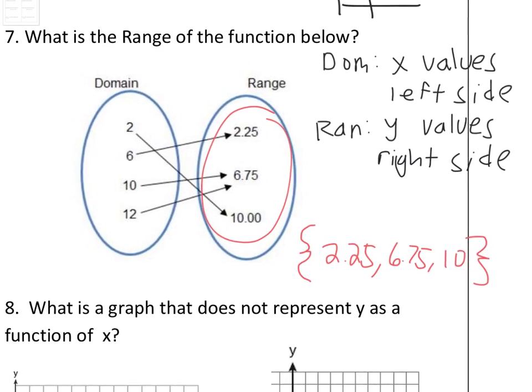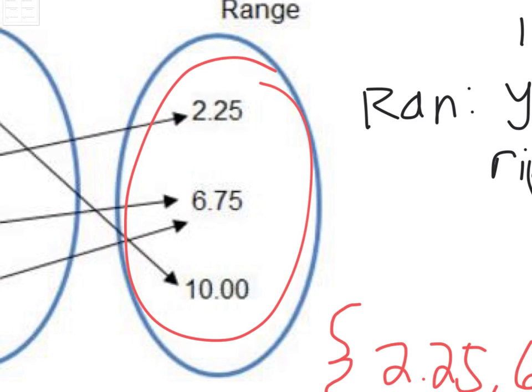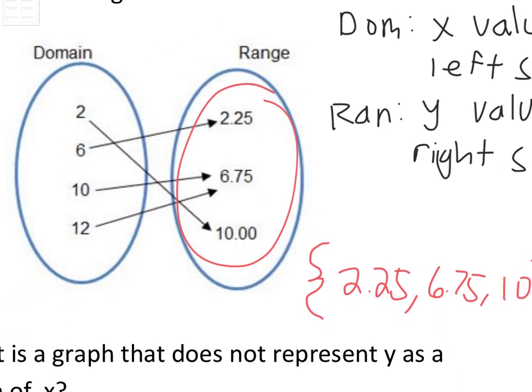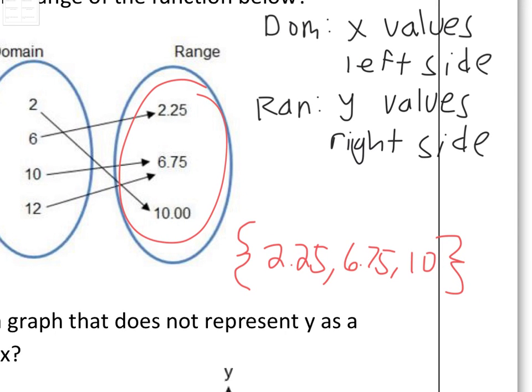Notice that there are 4 in the domain, but only 3 in the range. That's okay. You don't want to put 6.75 twice, even though there are 2 arrows going to 6.75. You only want to list it one time. That's what you'll see as an answer on the test, just like that.